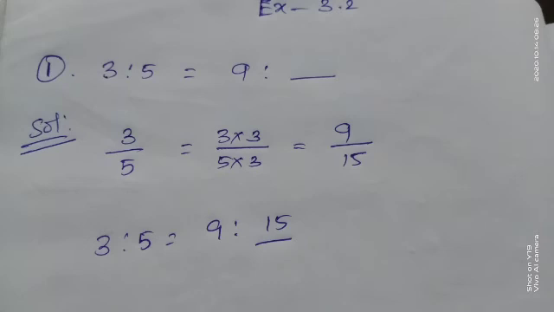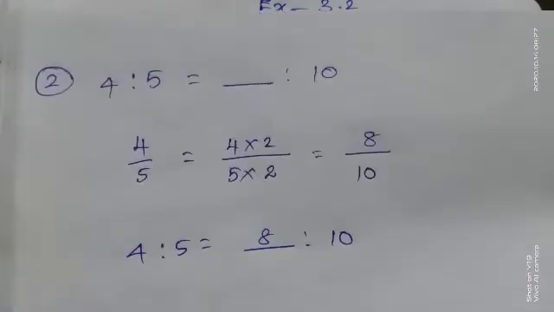So, let's move on to the solution part. 3:5 is equal to 9:blank. First, write the given ratio into fraction form, that is 3 by 5, which is equal to 9 by blank. Which number are we multiplying 3 by to get 9? Yes, 3 times 3 is 9. In a fraction, if you multiply the numerator by one number, the denominator should be multiplied by the same number. So 5 into 3 is equal to 15. So we get the answer 15: 3:5 is equal to 9:15.